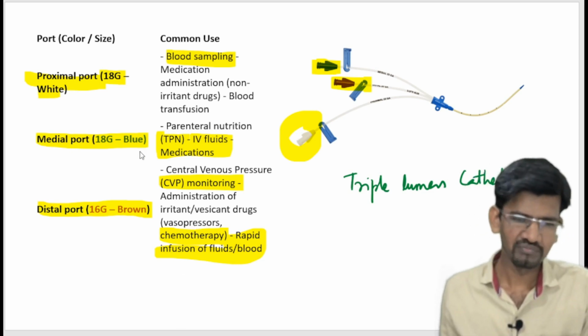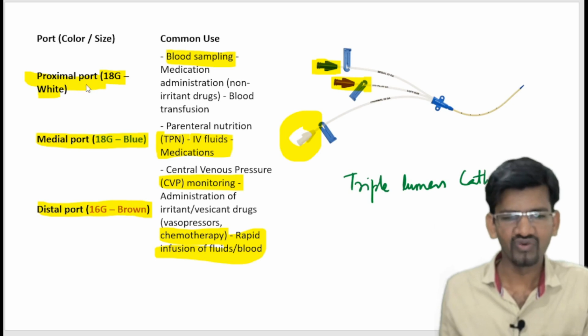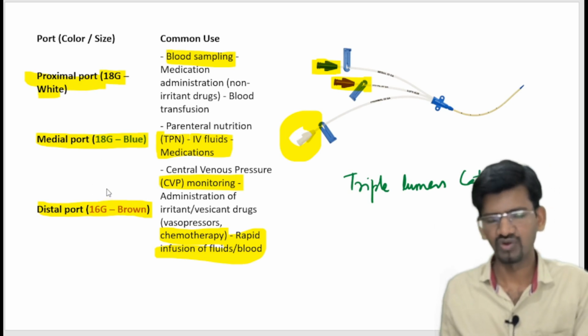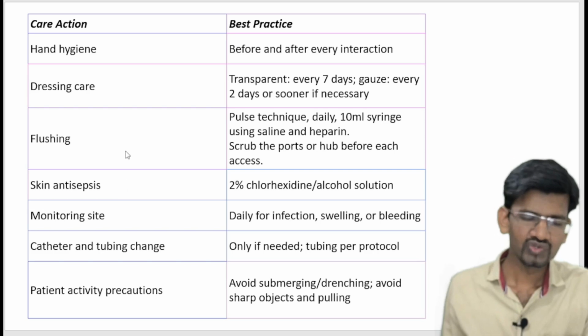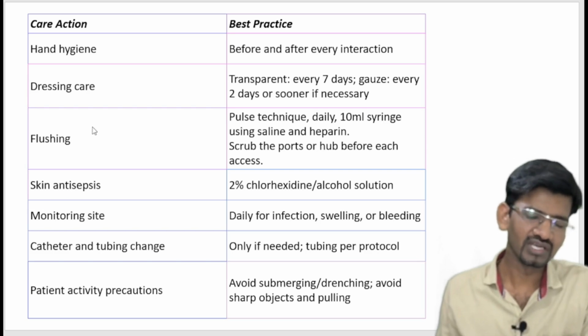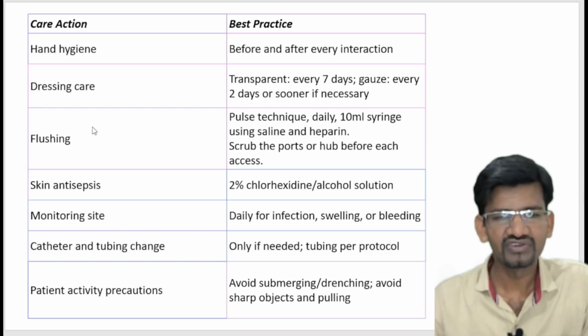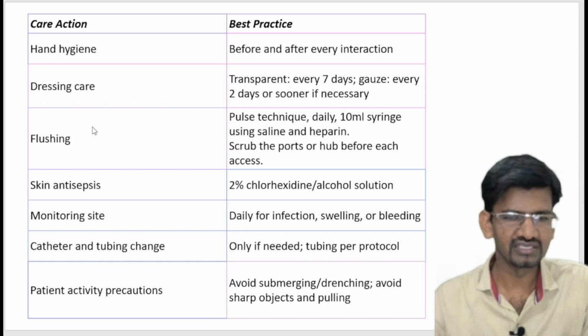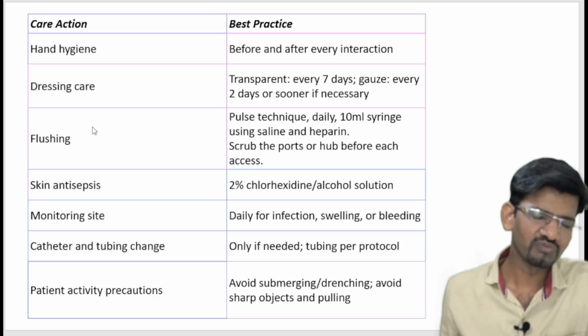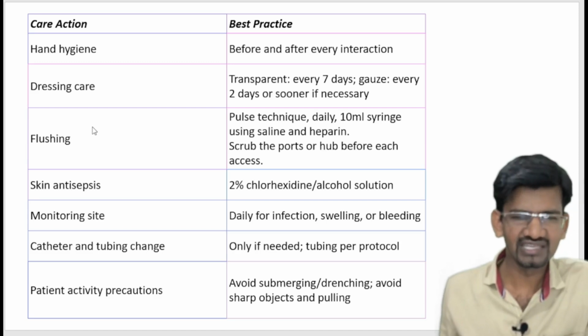These are very important things as a clinical aspect. You must remember the white, blue, and brown one. Next is, what is our role? How do we take care of a patient with a central venous catheter? A very important thing is that we have to prevent the delayed complications.